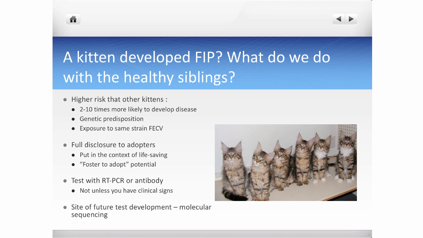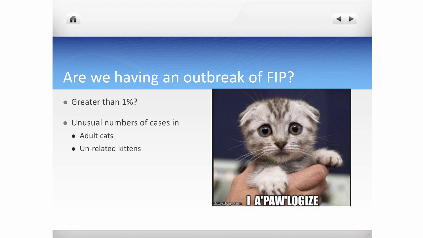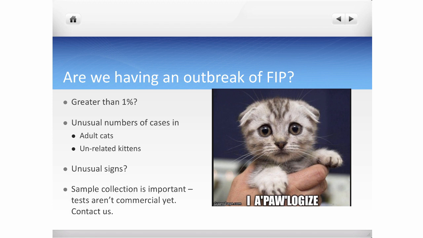And luckily, we're going to have a couple of minutes to take some comments from Dr. Whittaker. So if you think you're having an outbreak of FIP, you've got greater than 1%, you're having a rash of cases, you have unusual numbers of cases, you have older adult cats developing forms, and you're like, this is kind of strange. Anything that you are seeing like that, sample collection is important, and we want to know. We want to help you.